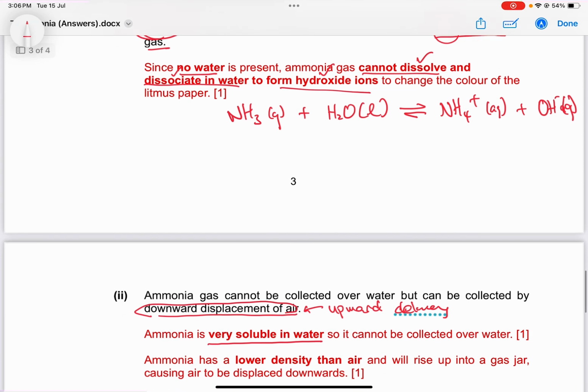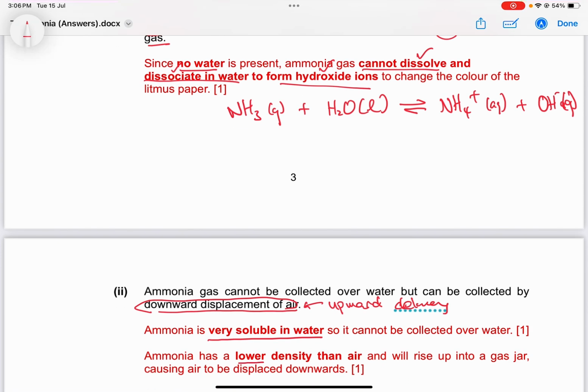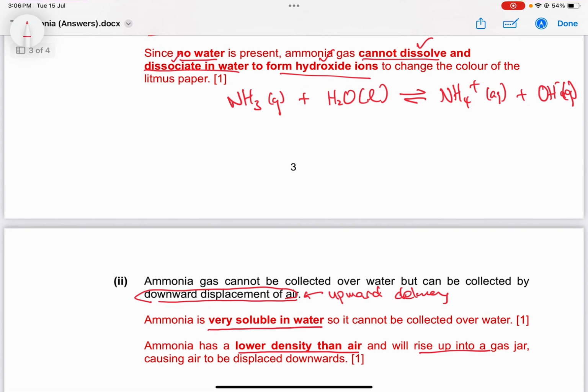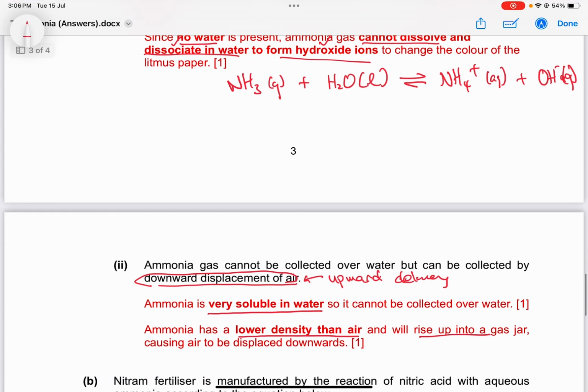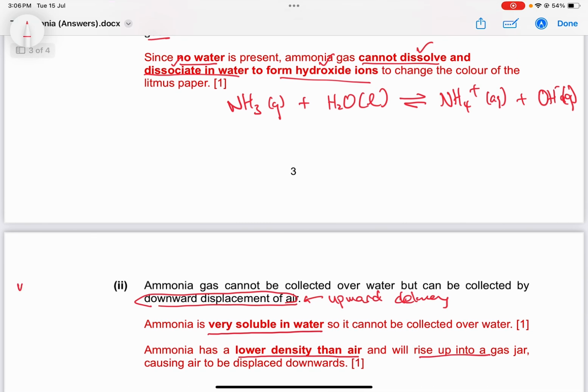Why can it be collected by downward displacement of air, or we say upward delivery? Because it has a lower density than air. That's why it will rise up. Now, many students like to put lower Mr or higher Mr. This whole lower and higher Mr thing just affects rate of diffusion, but it doesn't affect whether it rises or sinks. The rising and sinking affects the upward or downward delivery, which is all about density. So take note, upward delivery means that the gas must be less dense compared to air.